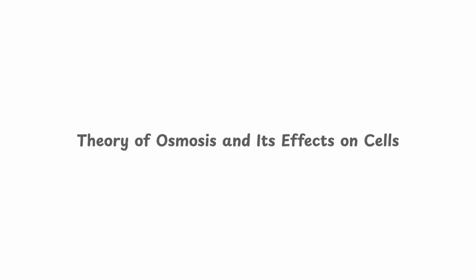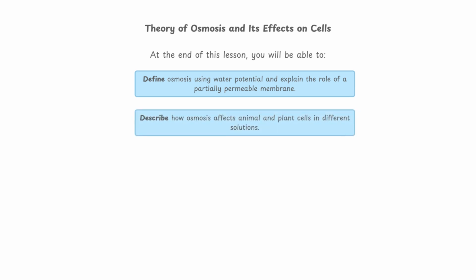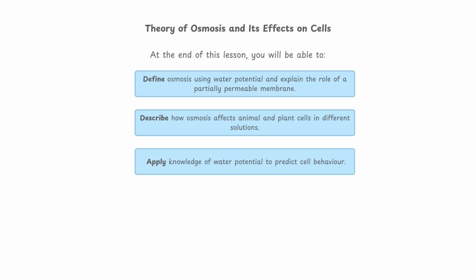Hello, and welcome to this lesson of Theory of Osmosis and its effects on cells. By the time you finish this video, you should be able to define osmosis using water potential and explain the role of a partially permeable membrane. Describe how osmosis affects animal and plant cells in different solutions. Apply knowledge of water potential to predict cell behavior.